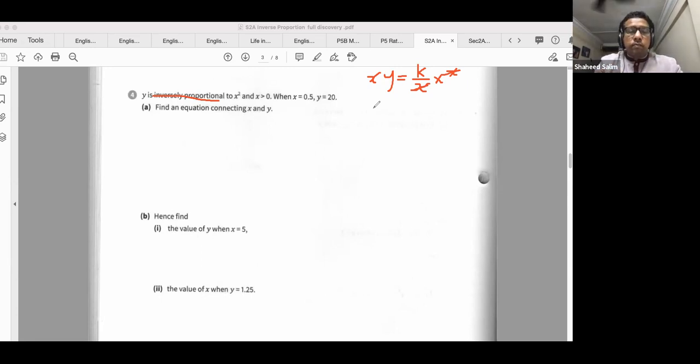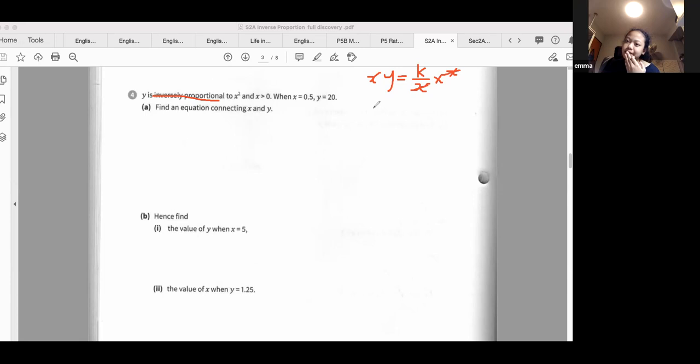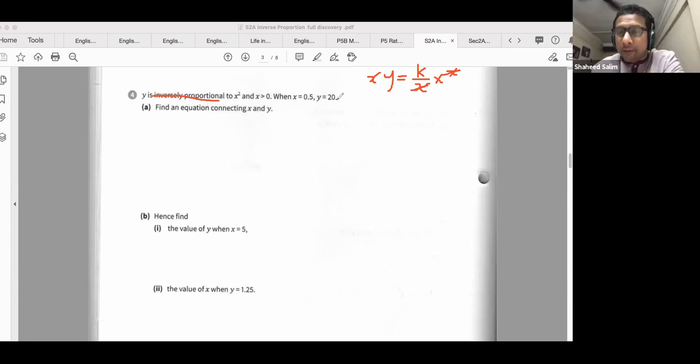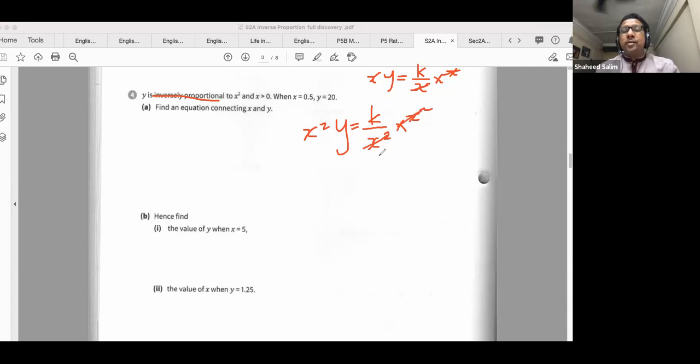And I get 10. 0.5 times 20. But remember, this is not the formula for k, because your original formula was y equals k over x squared. So you must times by x squared here, and you must times by x squared here. Remember that? So now your k is x squared times y. What is x squared? Can you find out the value of x squared when it's 0.5?